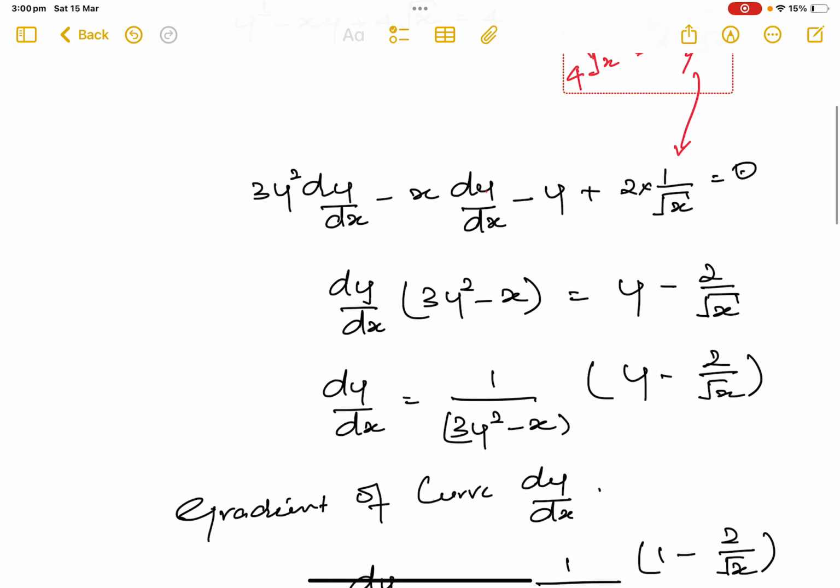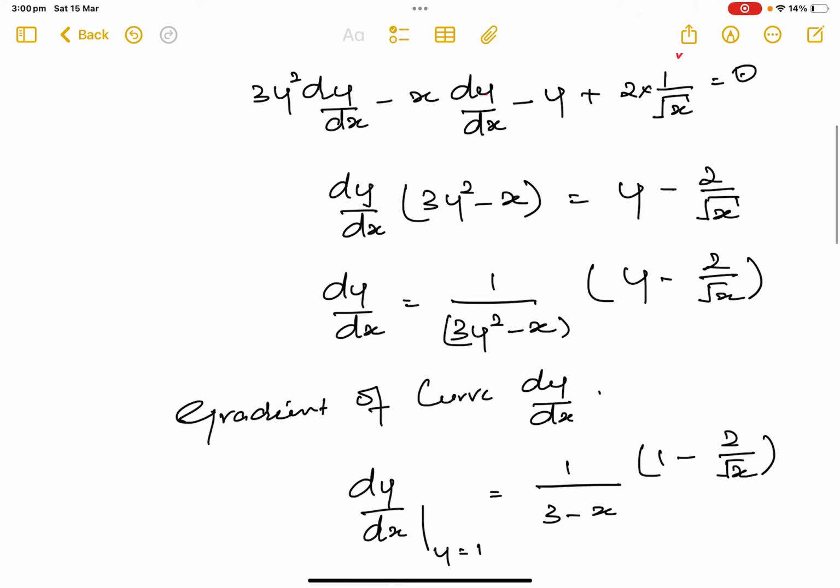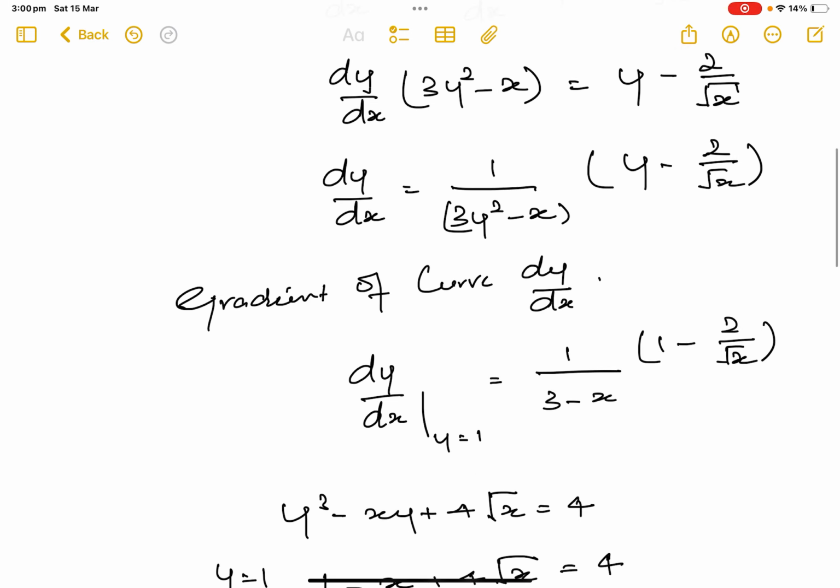So now take dy over dx common inside the bracket: 3y squared minus x, and take the rest to the other side. Minus y becomes plus y, and plus 2 over root x becomes minus 2 over root x. Then further simplification: dy over dx is simply 1 over 3y squared minus x, times y minus 2 over root x, by cross multiplication.